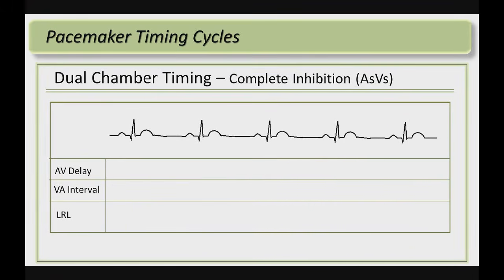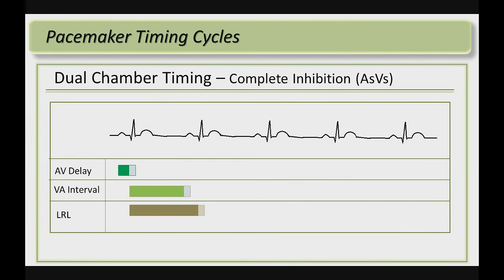Next, we have complete inhibition, or A-sense, V-sense. Here we see an intrinsic P wave that is sensed, and therefore we start our AV delay. Notice the last part of the AV delay is shaded a different color. That's because we have an intrinsic ventricular event that came in before the AV delay timer expires. This intrinsic event is sensed, and so we start our VA interval and our lower rate limit.